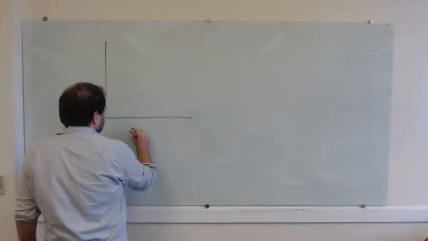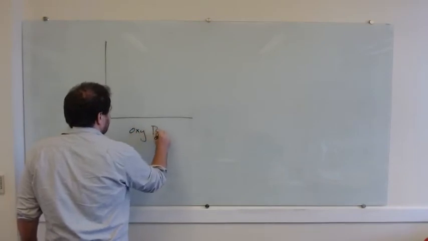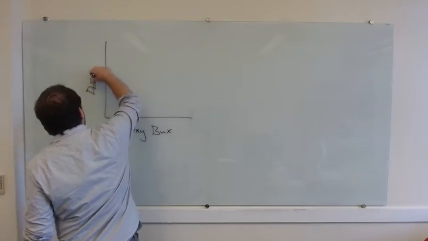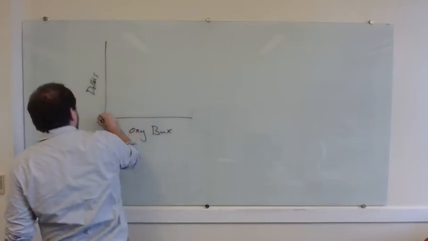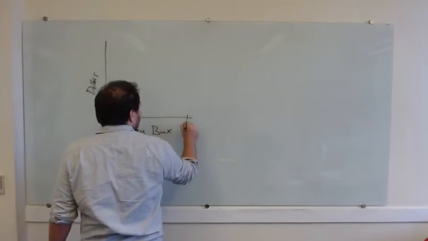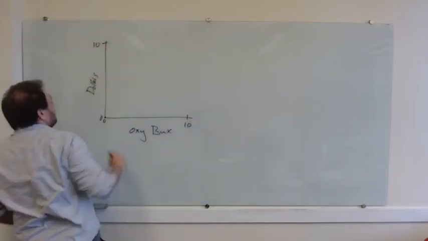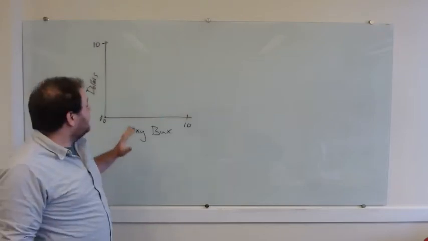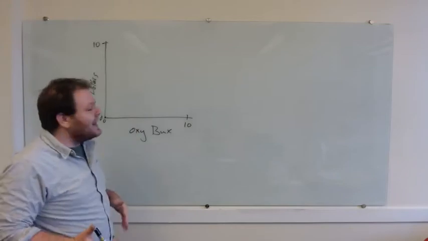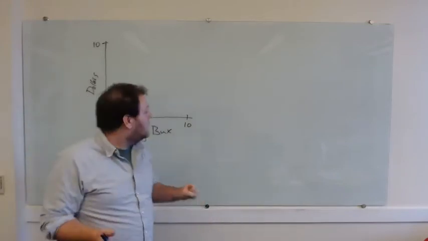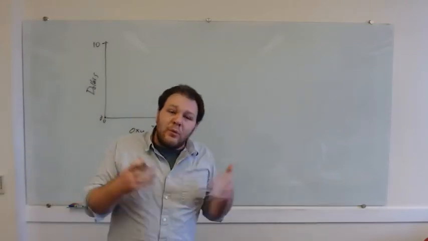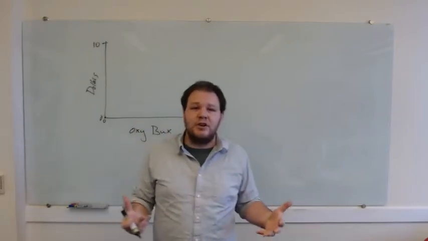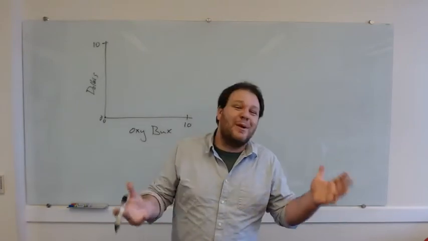So we could have oxybucks and we could have dollars. Right down here, we've got 0 of both. And let's say we're going to include everything 0 to 10 of each of these. But of course, these go on forever. So in general, we could draw any point. Any number of dollars and bucks could be represented on this graph. And we want to know about our preferences over different combinations. We'll say my preferences over different combinations of oxybucks and US dollars.